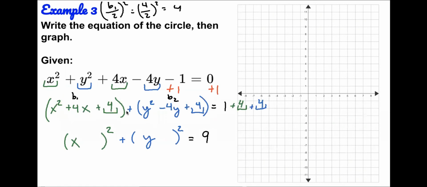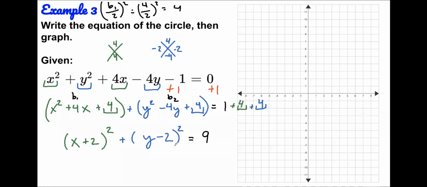So over here, if you need to factor by using your product, what two numbers multiply to give me 4 and add to give me 4? In this case, it would be positive 2. And then very similar to this one, what two numbers multiply to give me positive 4, and when we add, give us negative 4? It would be negative 2 and negative 2, correct? This one would be minus 2.